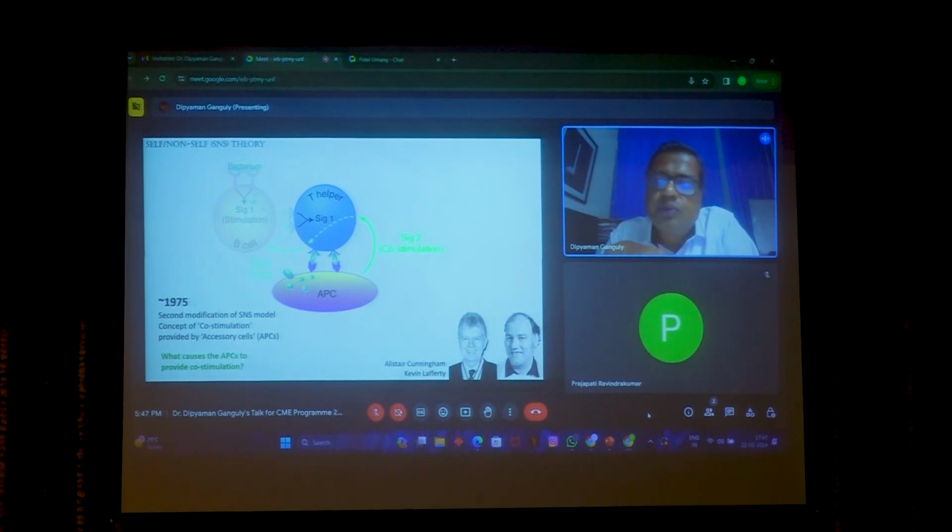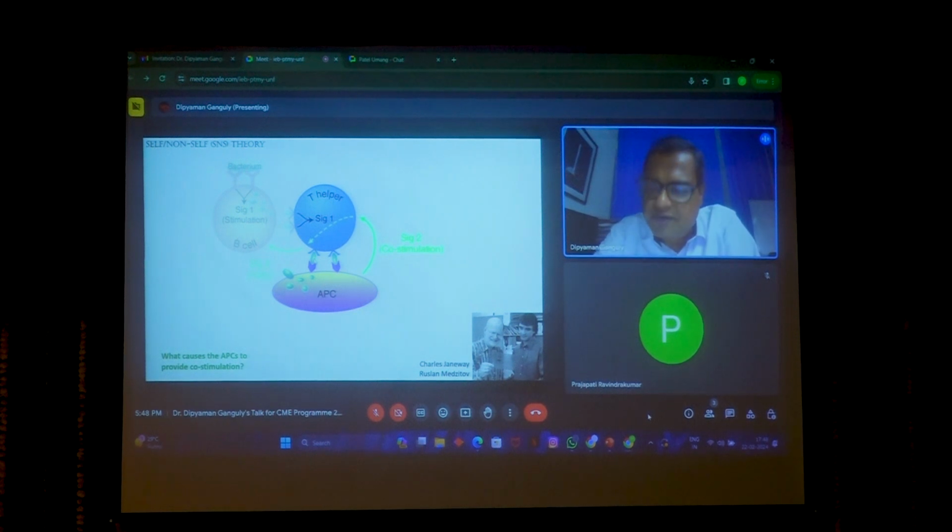So Cunningham and Lafferty brought about this second modification in the self-non-self model, where they introduced the idea of co-stimulation provided by accessory cells. Now the question was, what actually drives these accessory cells to provide this co-stimulation? And that was largely an unanswered question for a long time, until the gentleman on the left, Charles Janeway, again contemplated that these accessory cells may not have antigen specific receptors, but they may have receptors which can determine if they're seeing an organism or an entity which is evolutionarily distant.